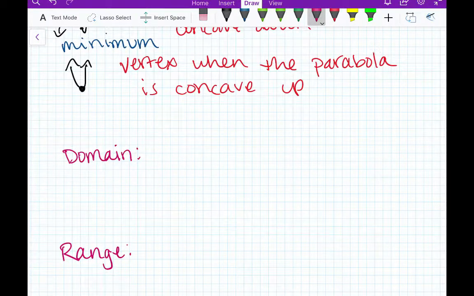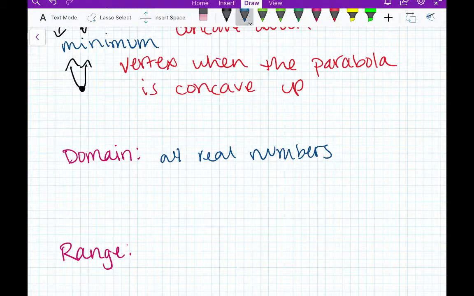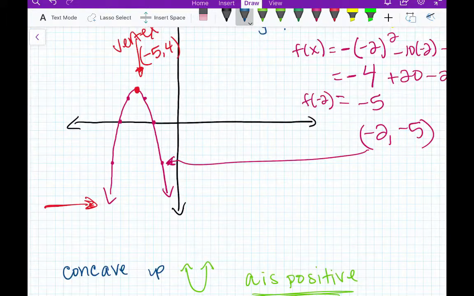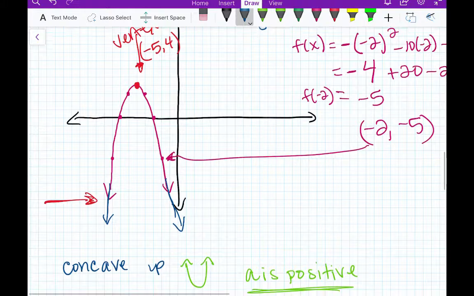The last thing I want to talk about is the domain and range. The domain of a quadratic function will be all real numbers unless it is a specific problem situation like a real life problem. Okay, so remember, domain is the x values. So because this parabola comes down forever and it's also getting wider, that means the domain can be anything.